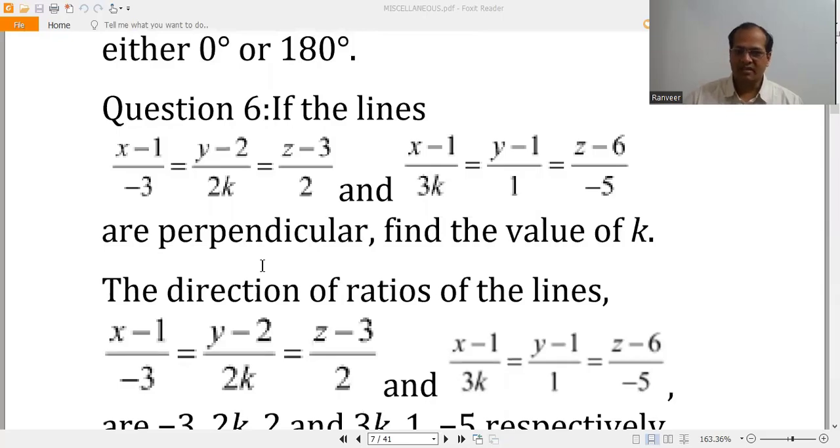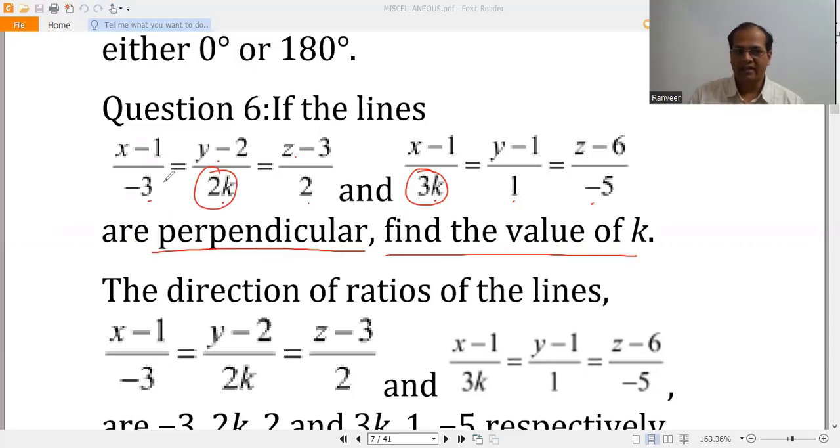Now question number 6. If the lines (x minus 1) by minus 3, (y minus 2) by 2k, (z minus 3) by 2, and (x minus 1) by 3k, (y minus 1) by 1, (z minus 6) by minus 5 are perpendicular, find the value of k. k is unknown here, that we have to find out.